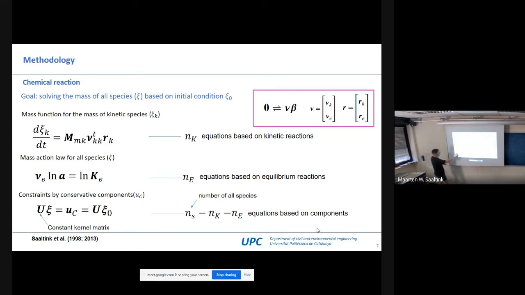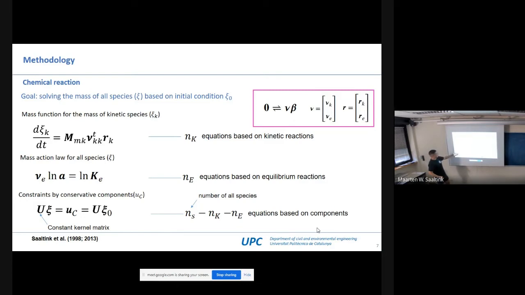This is the component matrix, and it is a constant. As long as we know the reaction system, we know the reactions, and we know the component matrix. The calculation of the component matrix is given in these papers, where you can find it.